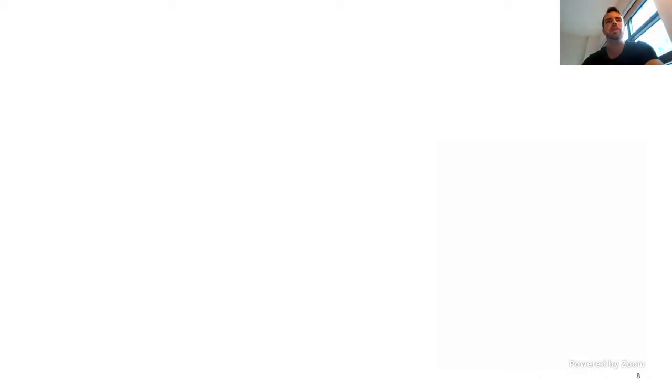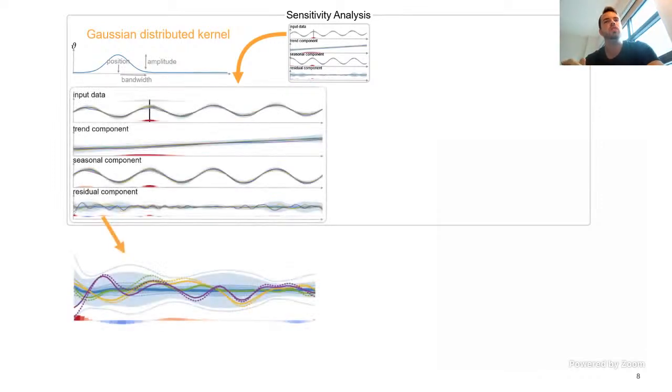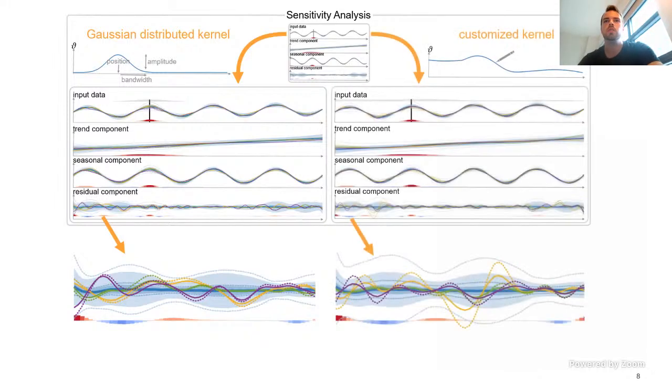Besides the correlation exploration, we also have some sensitivity analysis. And here we have two ways to deal with it. First of all, we support a Gaussian distributed kernel, and this shows how uncertainty changes impact our decomposition components. So we change the uncertainty by the Gaussian distributed kernel, and then you can see with these dotted lines how the uncertainty changes in the components. But we also support a customized kernel, which you can draw on your own. So you have also this kind of effect, how this changes the uncertainty in our components.